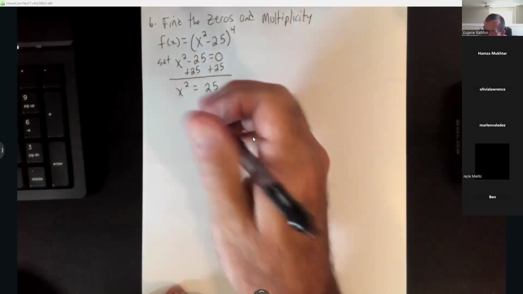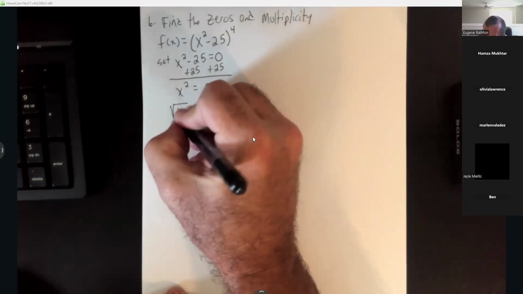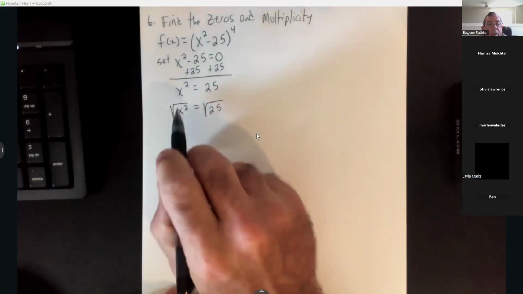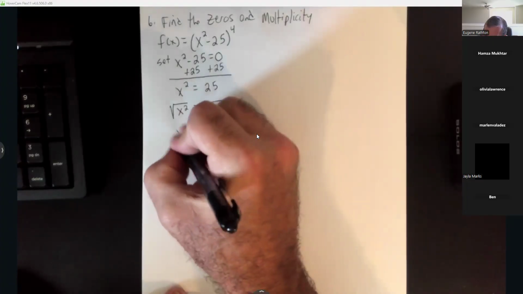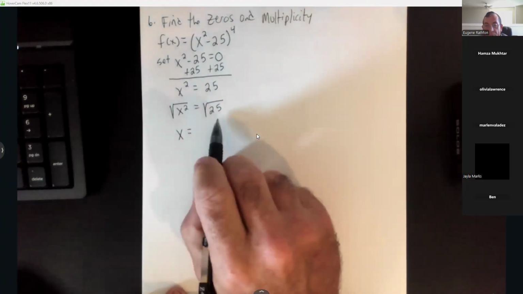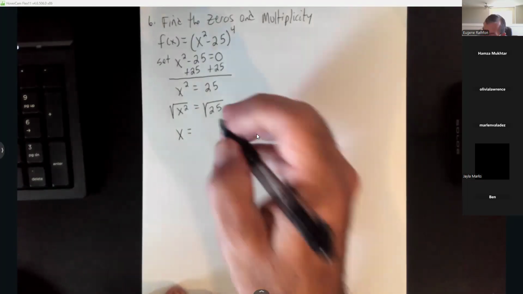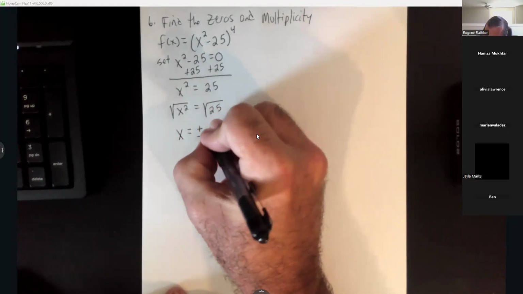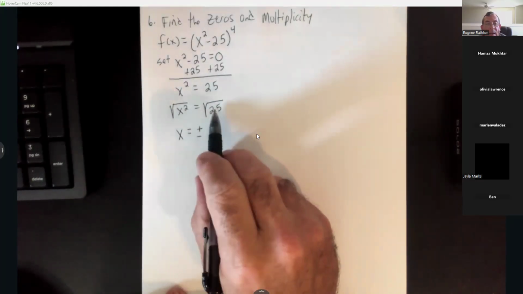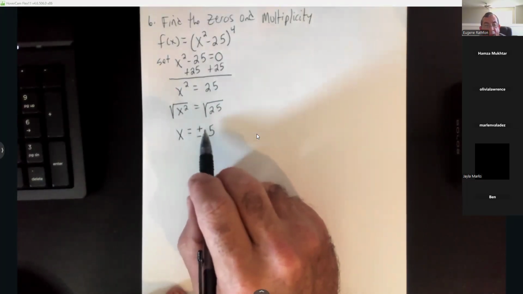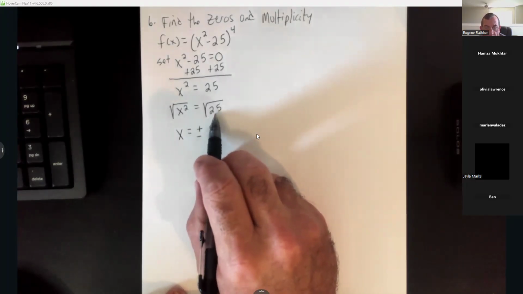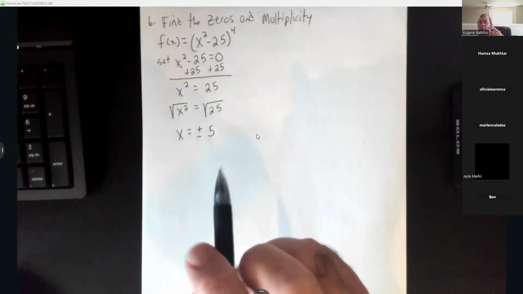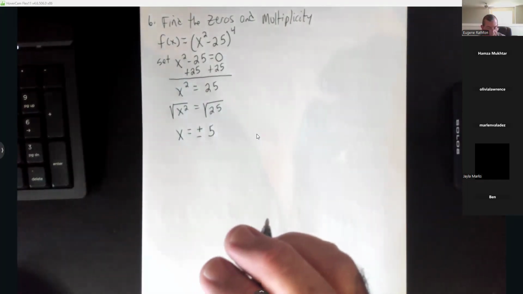Now remember, I got to get two answers. So I'm going to do the square root of x squared equals square root of 25. Square root of x squared is x. But y'all remember, since I'm taking the square root of a number, that could be a positive or negative 5. 5 times 5 is 25. Negative 5 times negative 5 is 25. So when you're doing square roots, you got to take into account the plus and minus answers, okay?